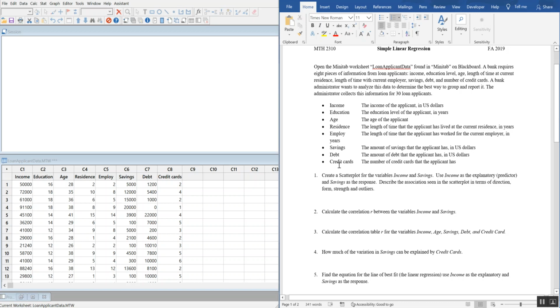Now, notice debt and credit cards are usually pretty similar, so we're expecting those to possibly have a negative effect on our ability to save. And then we have the variable we're looking to predict, which is savings. So keep that in mind as we go through and do these.